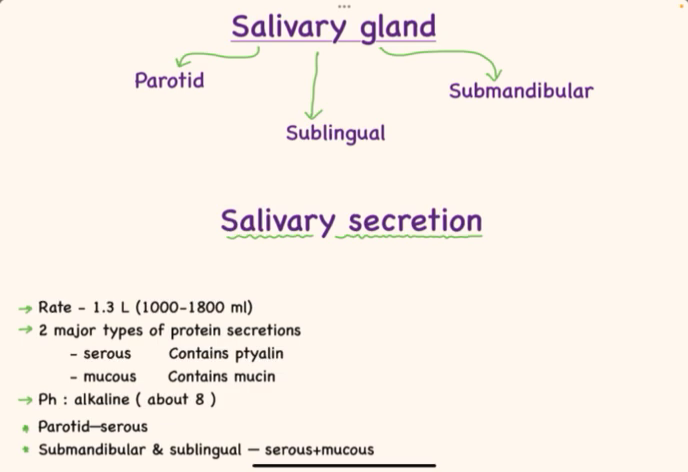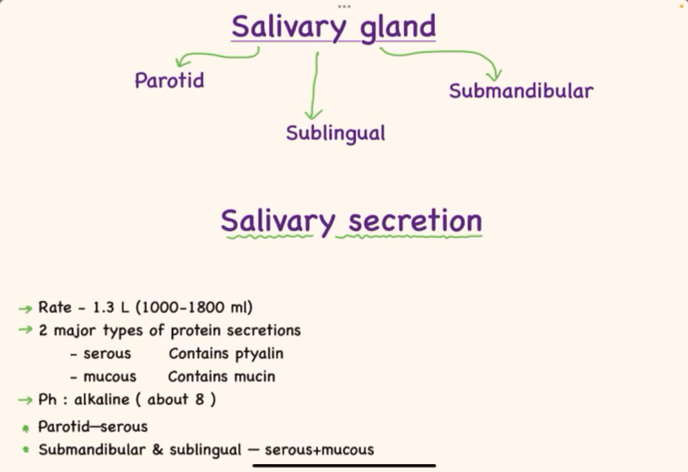So let's next go to the salivary secretion. On the physiology part, the salivary secretion is more important than the salivary glands. The rate of salivary secretion is about 1.3 liters on average, that is 1000 to 1800 ml. In salivary secretion, there are mainly two types of proteins. That is, salivary secretion can be broadly divided into serous secretion and mucus secretion. Serous secretion contains thiolin as the main protein, and mucus secretion contains mucin as the main protein. The pH of salivary secretion is alkaline, about 8.